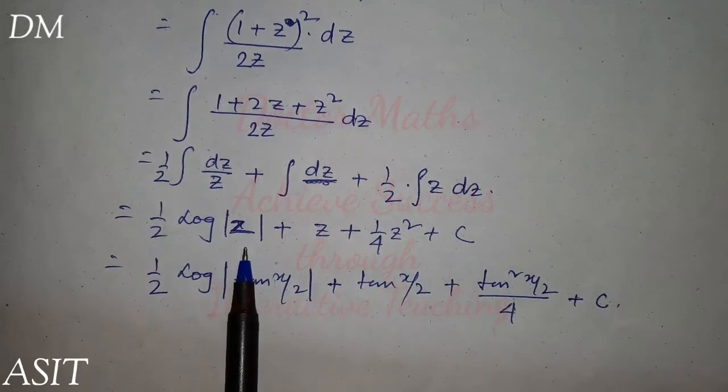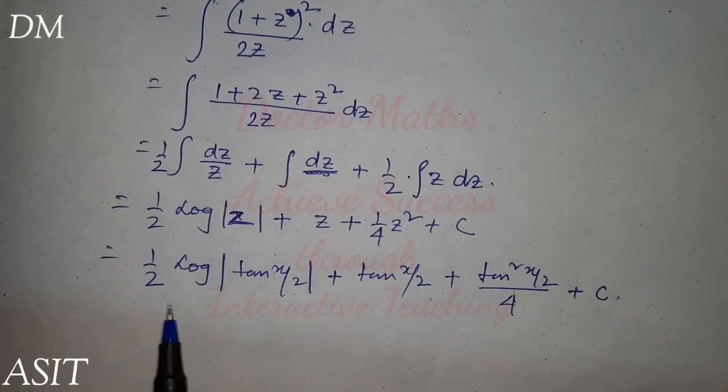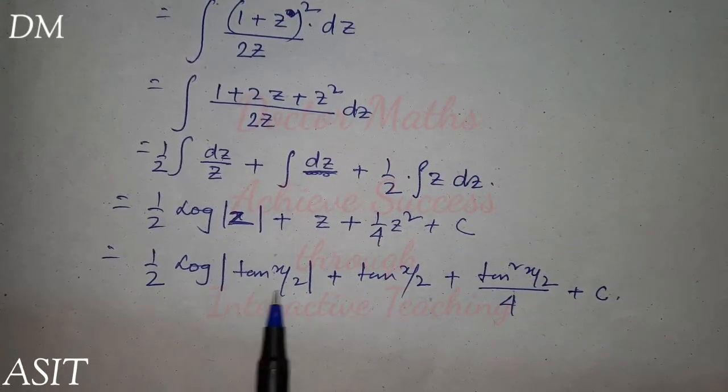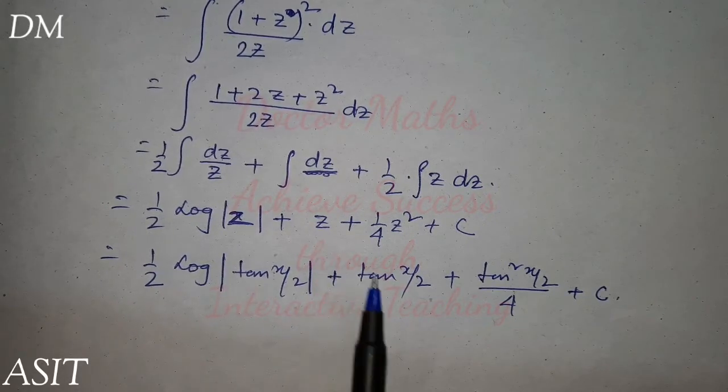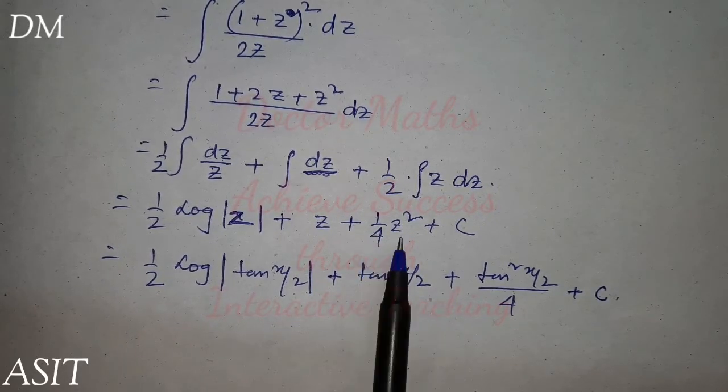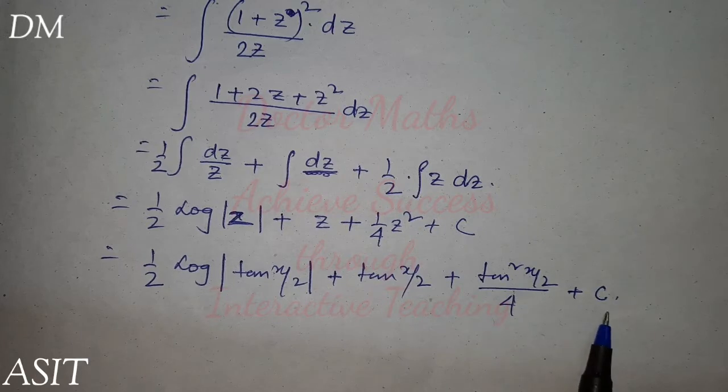Now I will replace the value of z. So it will be 1 by 2 log mod tan x by 2 plus tan x by 2 plus 1 by 4 tan square x by 2 plus c.